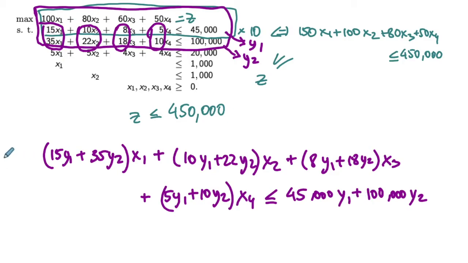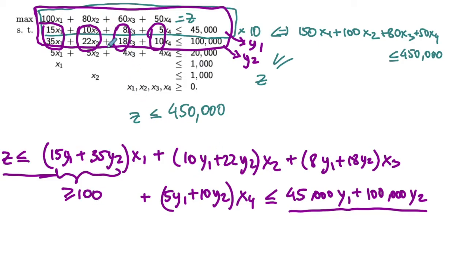So I want z to be less than or equal to the left-hand side of this constraint, which is in its turn less than or equal to the right-hand side of this constraint, and therefore this will give me the upper bound on the objective z here. So in order to have this inequality right here, I need to make sure that the coefficients for each variable in the left-hand side of my combined constraint are at least as large as the corresponding coefficient for the same variable in the objective. So for example, for x1, I need to make sure that this coefficient is greater than or equal to 100.